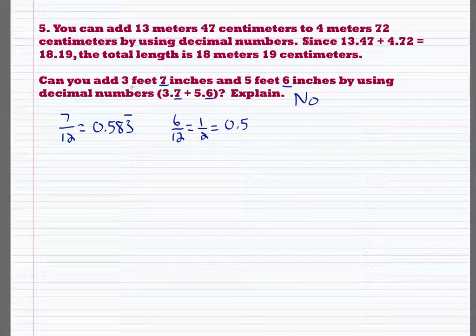So if I wanted to represent 3 feet 7 inches with a whole number and a decimal, I'd have to say 3.583, repeating. And if I wanted to represent 5 feet 6 inches as a whole number and a decimal, I'd have to write it as 5 feet and a half. So that's number 5.